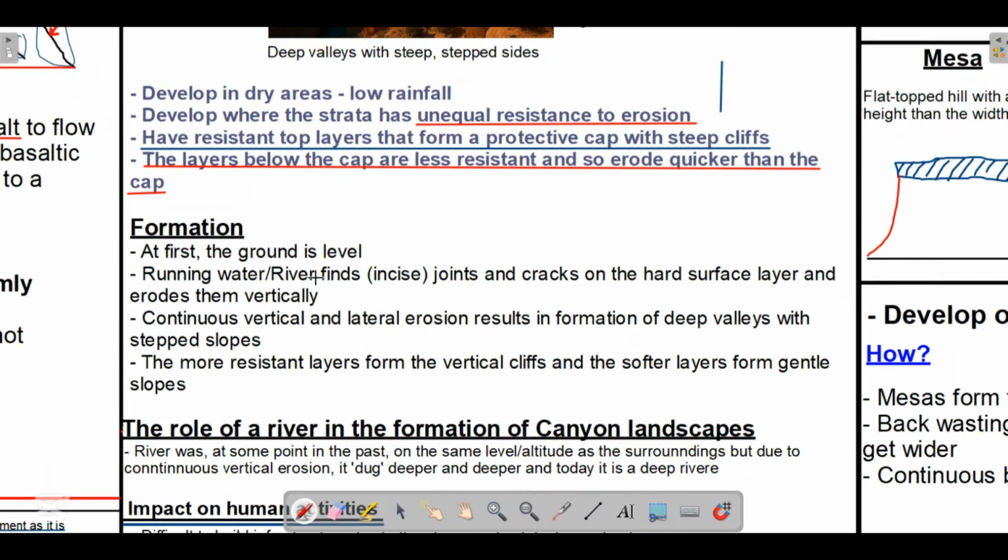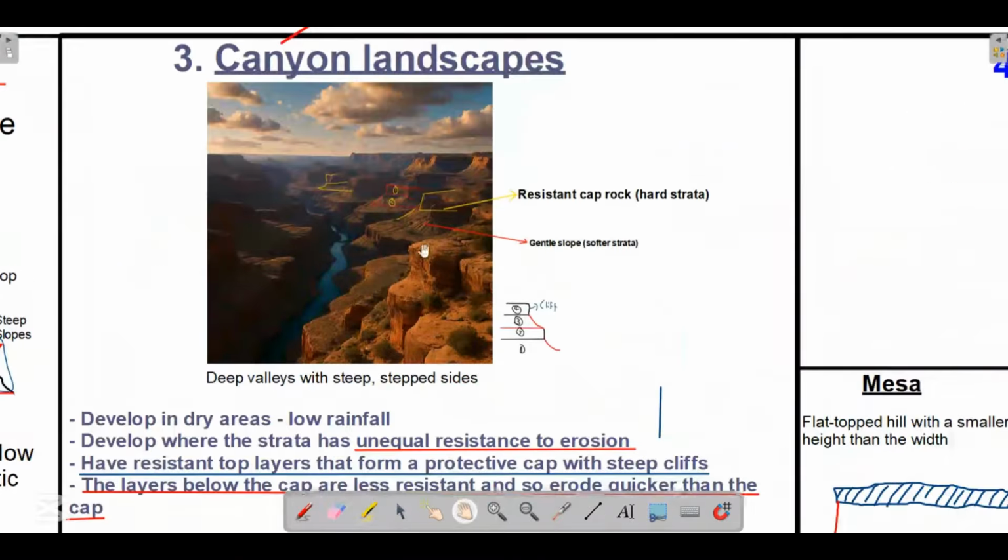River is important in your explanation. The joints and cracks, the erosion, of course, is important. And also mention that the more resistant layers form vertical cliffs, and the softer ones form the gentle slopes. Okay, as you can see there, you have harder layers that form the resistant cap rock or the cliffs, and you have the softer rocks or layers or strata that form the gentle slopes. Okay, so the steps as I illustrated there.